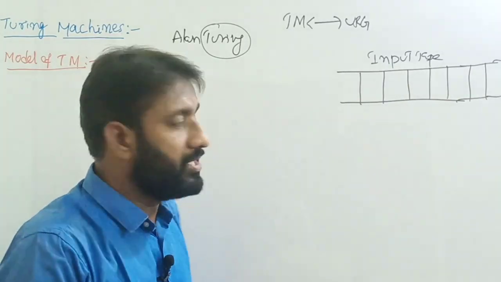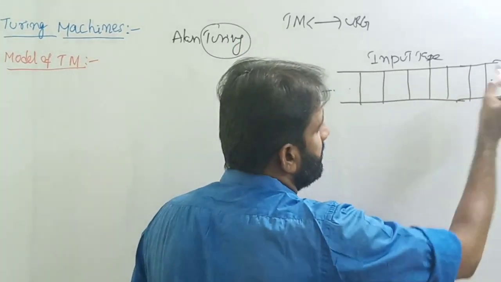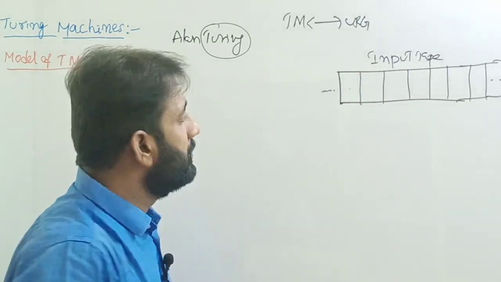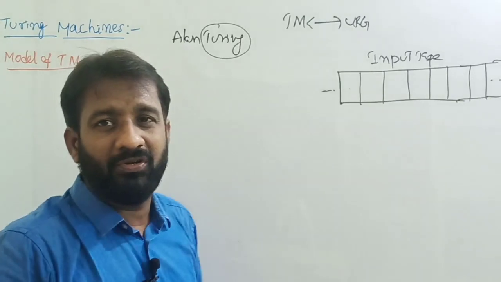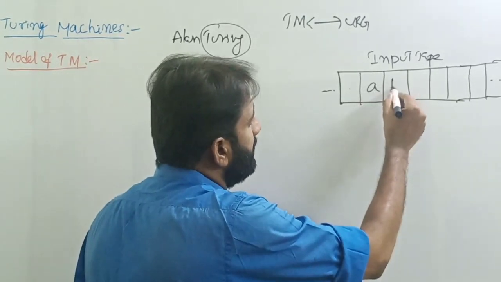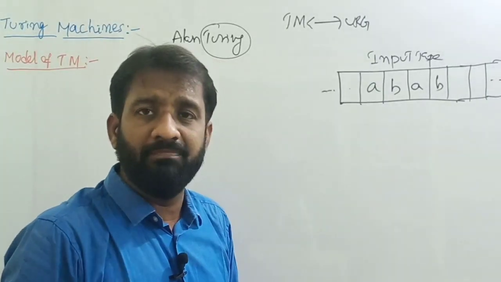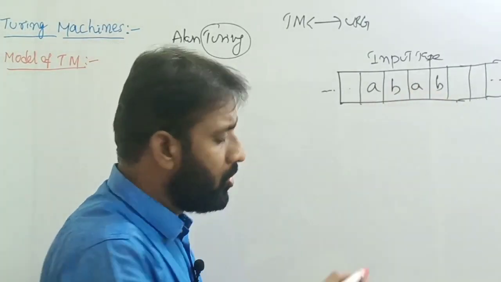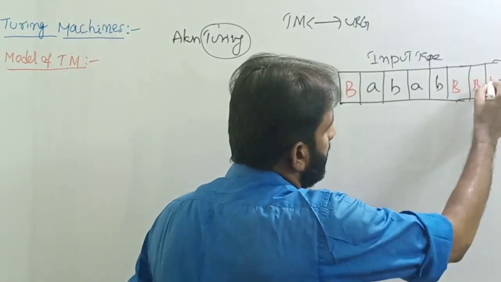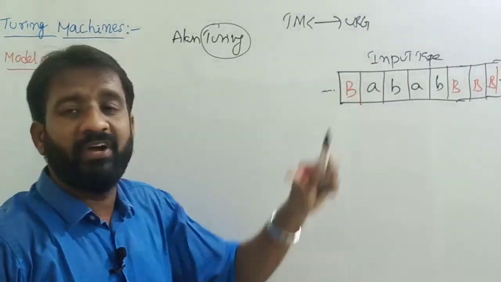You can take it infinite on both sides, or one end can be closed, that's not a problem. For example, I want to store a b. The remaining symbols, except these, are all filled by blank symbols only. This is blank, this is also blank, and if you refer beyond, this is also blank. That's why it is an infinite input tape.